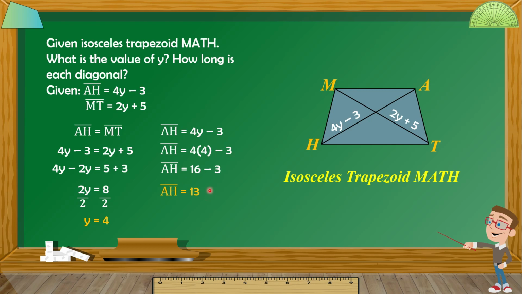And paano naman si diagonal MT? So, since based sa theorem, they are congruent, then si MT ay 13 din. Diba nga equal yung dalawang diagonals nito. Kung gusto nyo i-check, pwede nyo rin i-substitute yung 4 dito sa expression ni MT. So, makuha nyo rin doon ay 13 din.